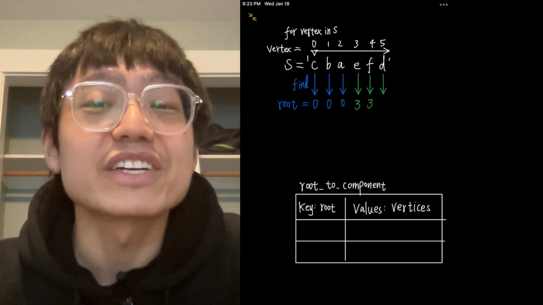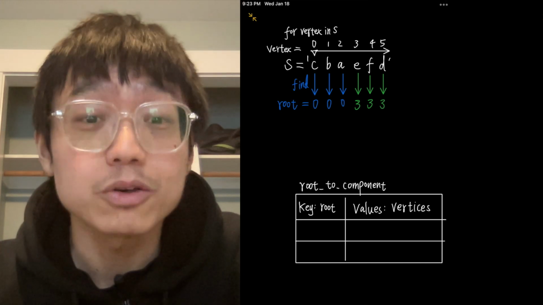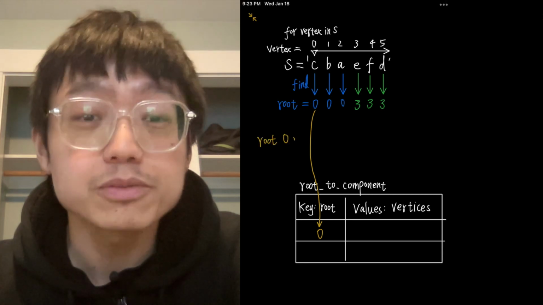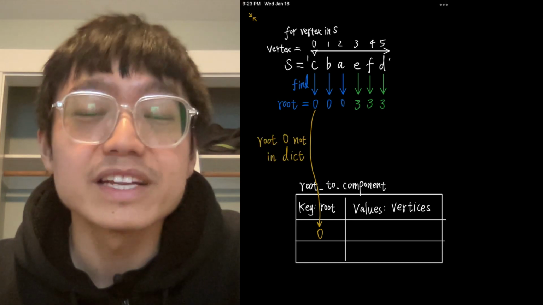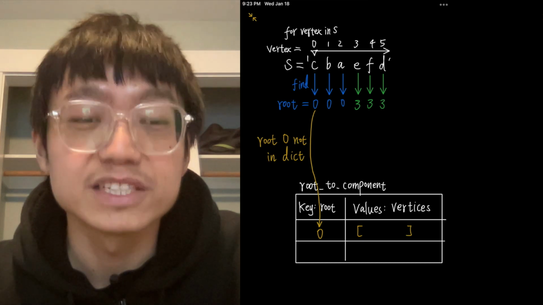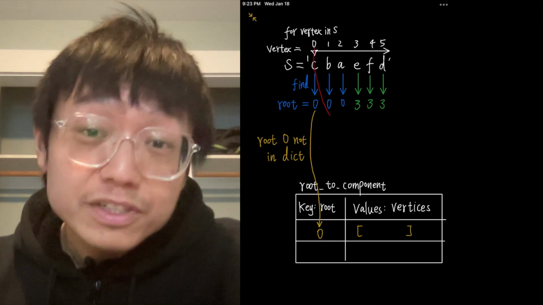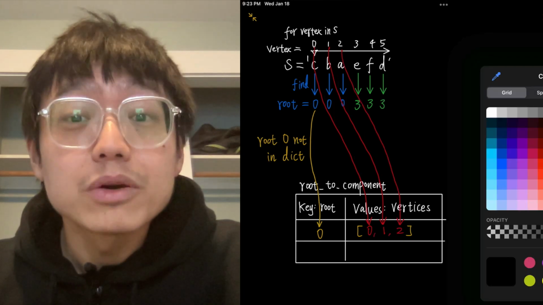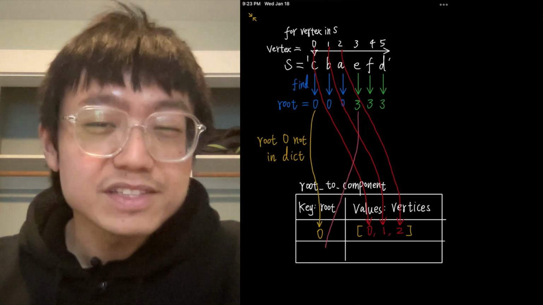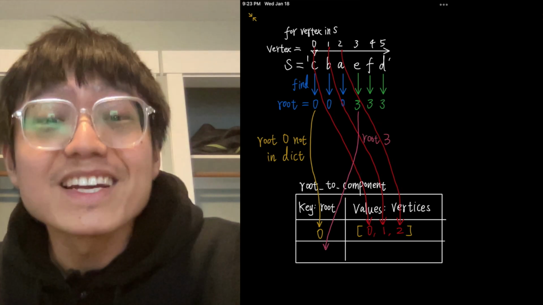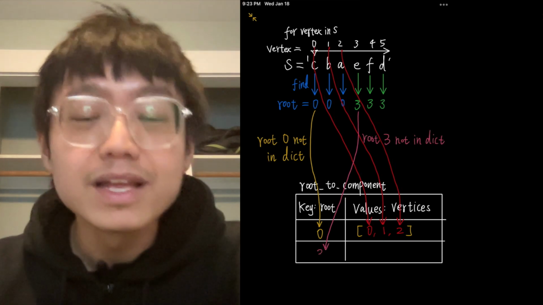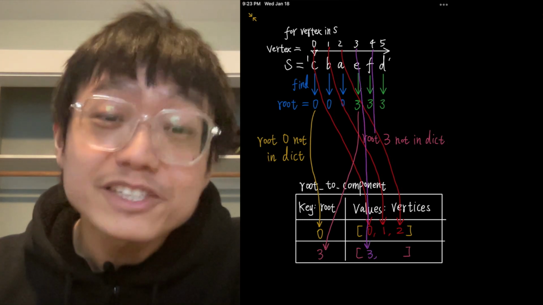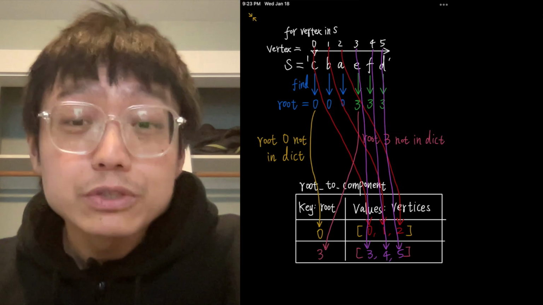We're just checking if the current root of the vertex is not already present in the rootToComponent dictionary. If it is not present, then we initialize an empty list for that root in the dictionary, which we use to store all of the vertices that belong to the particular component. This groups the vertices that are in the same component by the root.